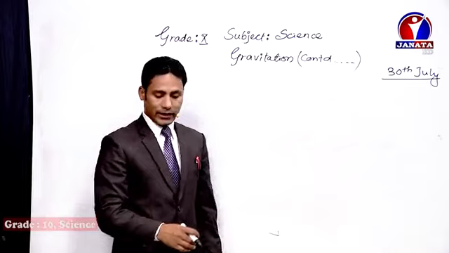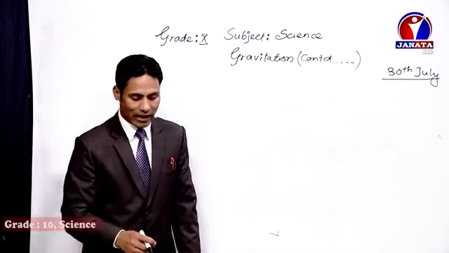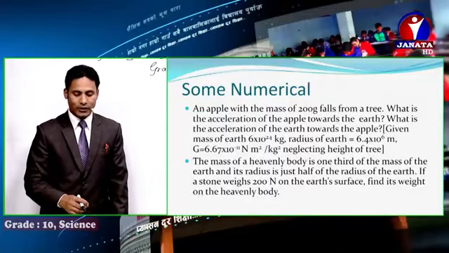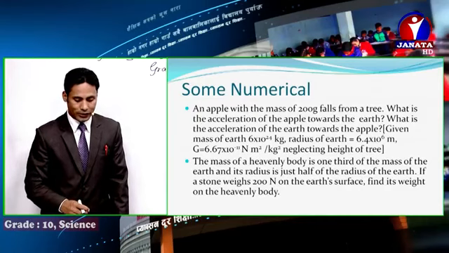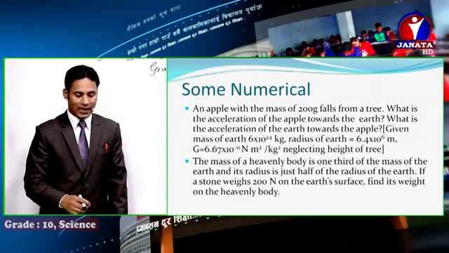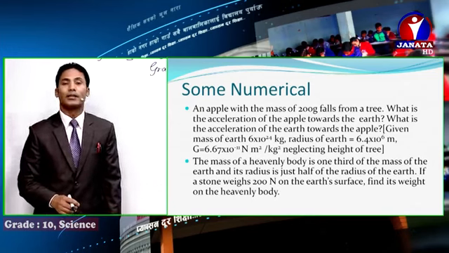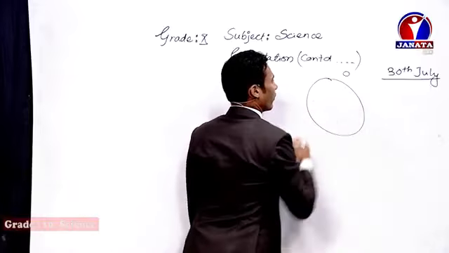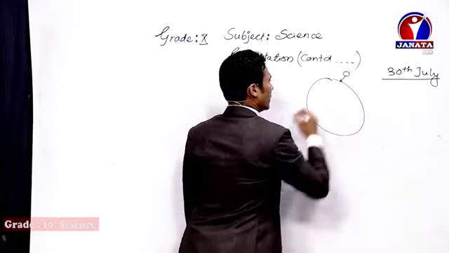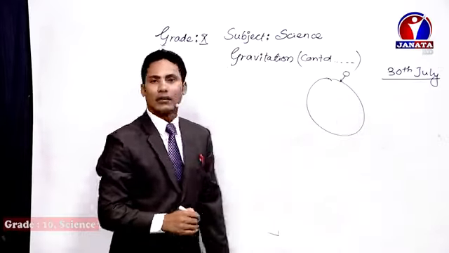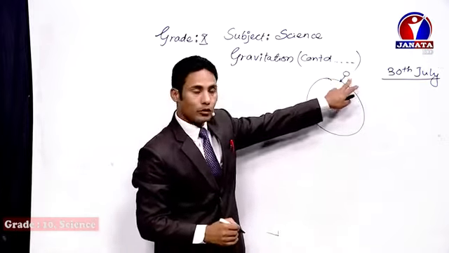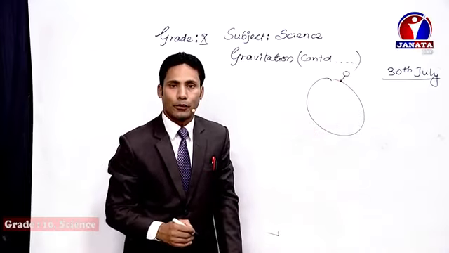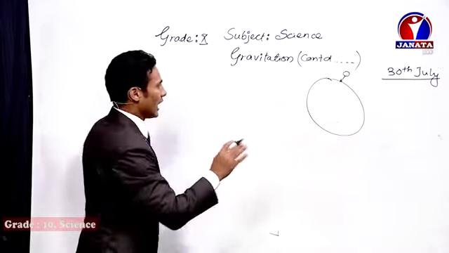Okay, so let's see one numerical problem related to gravitation. The question is like this: an apple with the mass of 200 gram falls from a tree, and what is the acceleration of the apple towards the earth, and what is the acceleration of the earth towards the apple? So in this question, the earth is there and one apple is there on the tree, and that is falling towards the earth, right? Then we need to calculate the acceleration of this apple towards the earth and the acceleration of the earth towards the apple also. Okay, shortly I will solve this one.